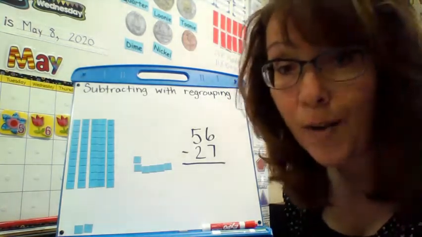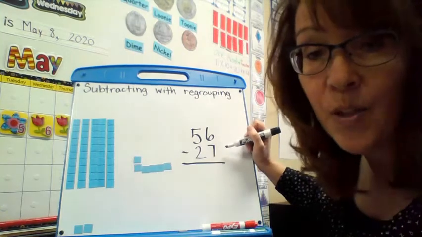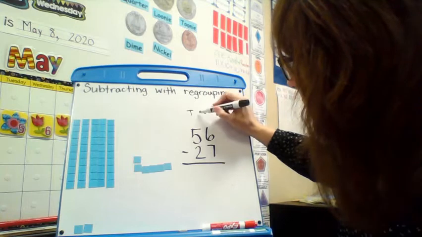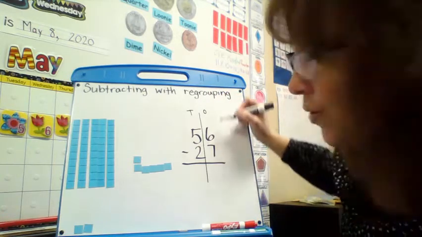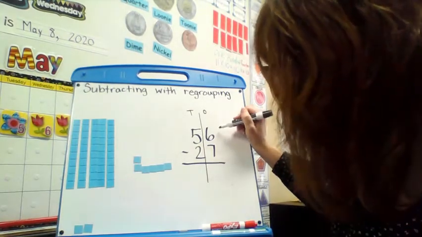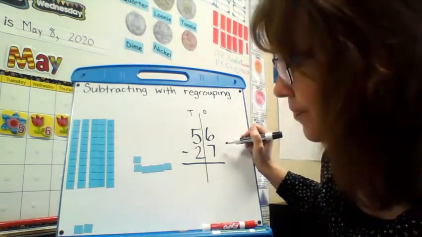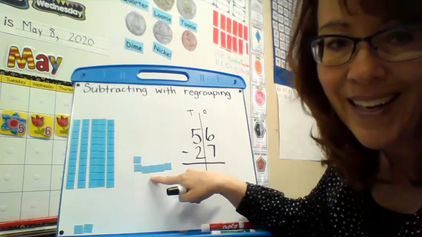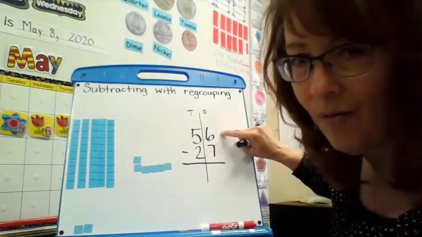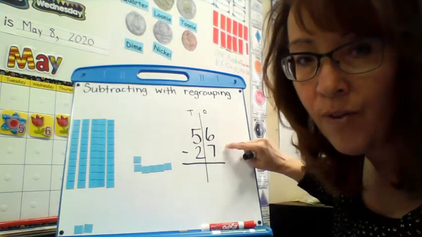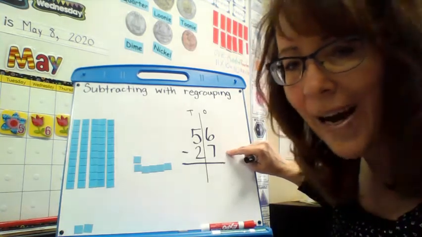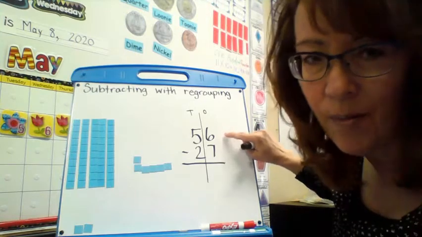So let's give it a try. 56 take away 27. Here's my ones place. Here's my tens place. I'm going to split my numbers so I can organize my thinking. And I can start on the right. So I have 6, take away 7. If I have 6 blocks, can I take 7 away? Do I have enough? No, I do not have more on top. I have more on the floor. So the second number, or the bottom number, is bigger. And when it is bigger, I cannot subtract it from the top number.